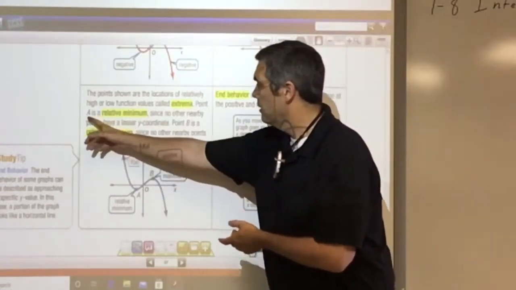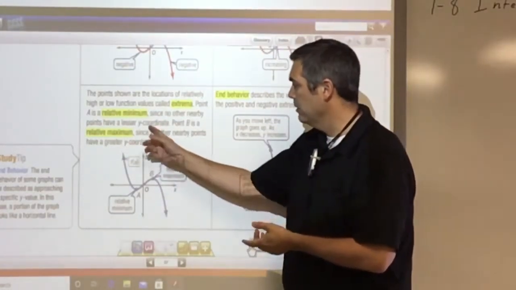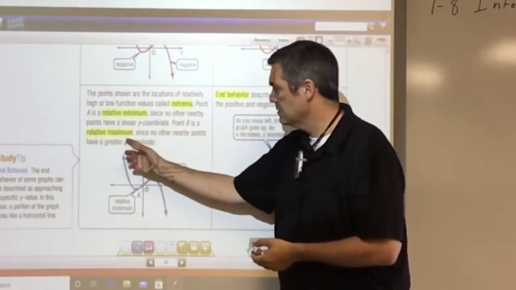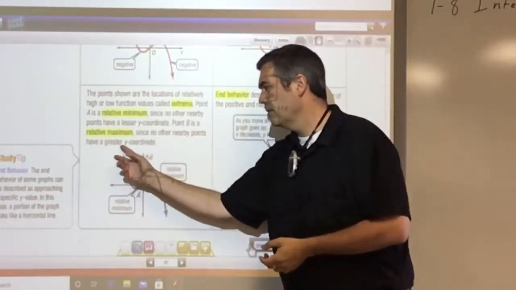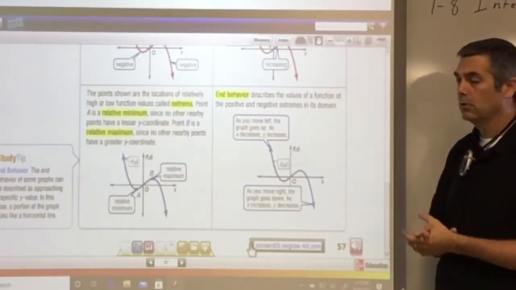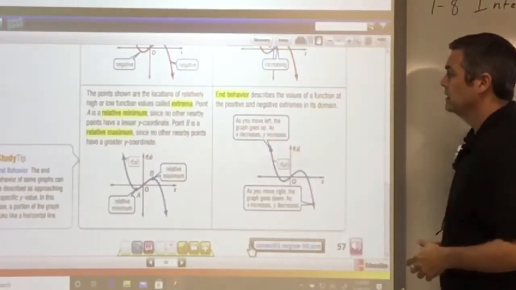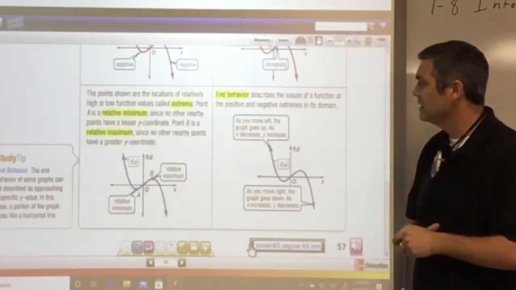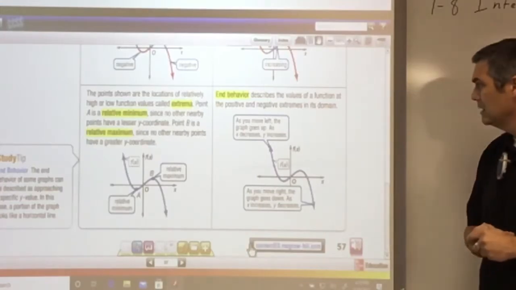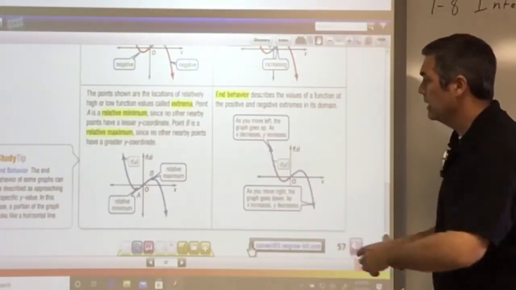And I read that, right? A is a relative minimum since no other nearby point has a lesser y coordinate. Point B is a relative maximum since no other nearby points have a greater y coordinate. Again, peaks and valleys, that's what you're looking at right there. End behavior, that's the two ends. Describe the values of a function at the positive, negative extremes in its domain. So you're talking about the ends.